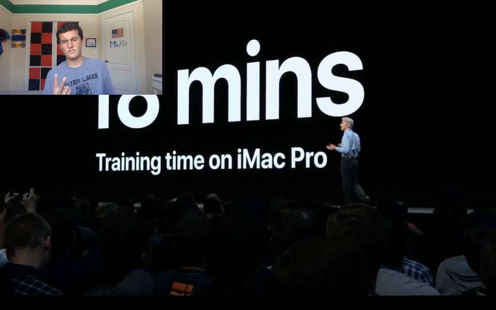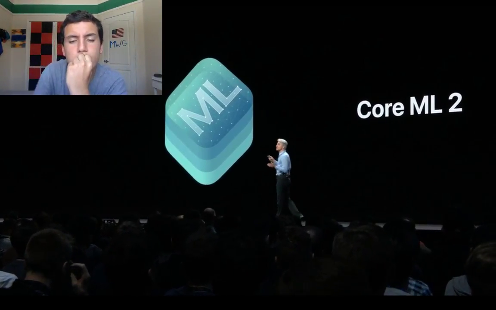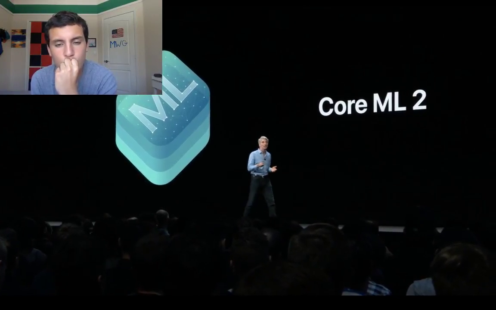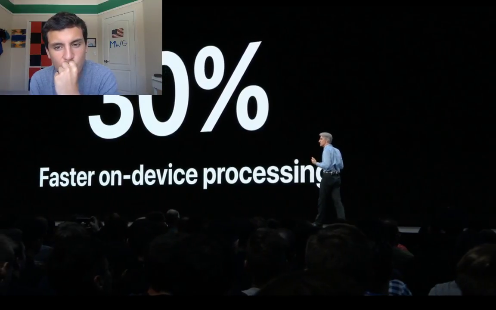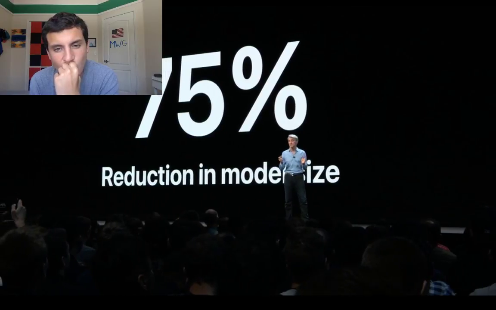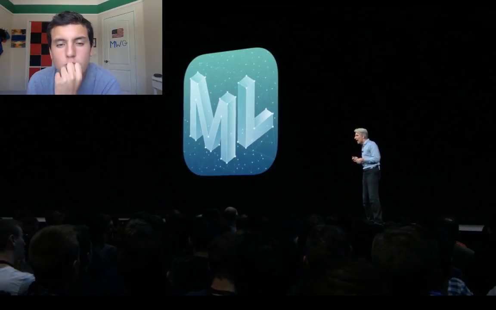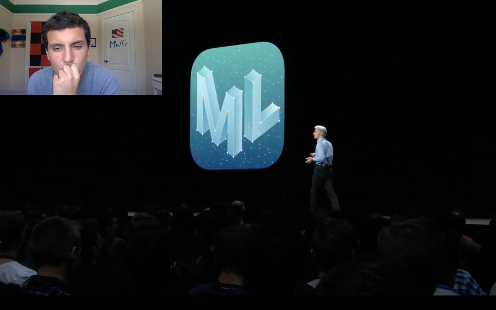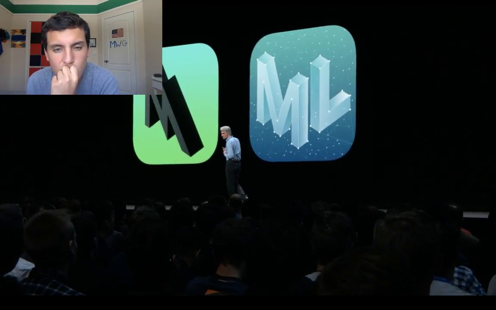Now, we also are making models run much faster on device using CoreML 2. CoreML is our technology for high-performance on-device machine learning, and now it's better than ever. It's 30% faster in on-device processing using a technique called batch predictions. And you can reduce your model size by up to 75% using quantization. And so that's CoreML and CreateML. You no longer have to be an expert in machine learning to build those techniques into your app.